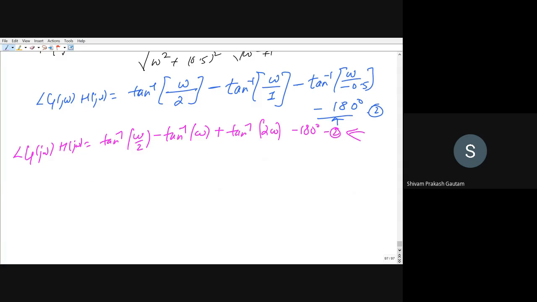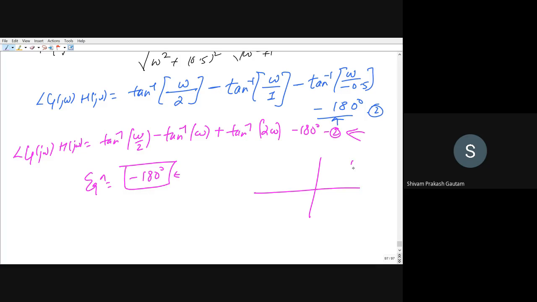We will equate this phase equation, that is equation number 2, to minus 180 degree. We will see what are the different frequencies at which our phase or our plot is cutting minus 180 degree line. What are the different frequencies for which our plot is cutting minus 180 degree line?